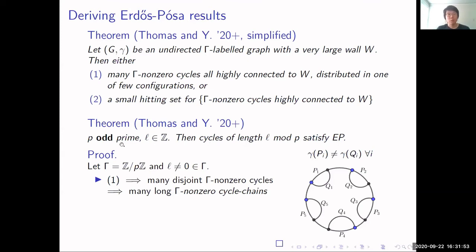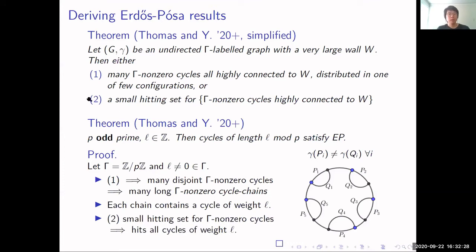And when we're working with integers mod P, every non-zero element is a generator of the group. So as long as I have enough of these cycles attaching to the big cycle, I can get a cycle of weight L that I want. Because let's say it has P squared cycles, then I can find P of them where the difference is the same non-zero element. And that non-zero element generates the group.